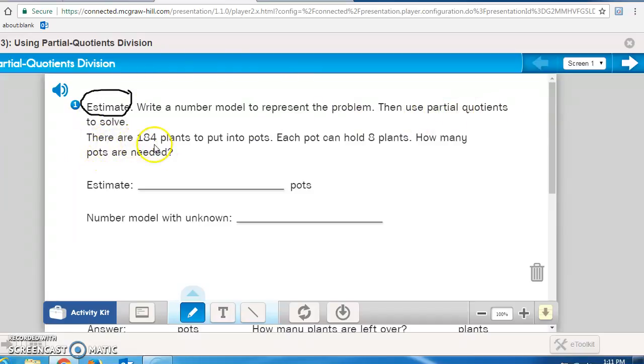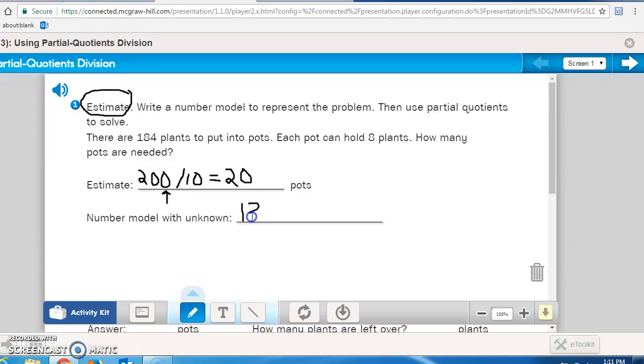There are 184 plants to put into pots. Okay, for my estimate, I'm probably just going to round that to 200 right now. 184, 200. Each pot can hold 8 plants. Well, I'm going to round 8 to 10. How many pots are needed? Well, 10 will go into 20 twice. And I have 1 0 that never was used, so I add that on to the end. 20 pots.